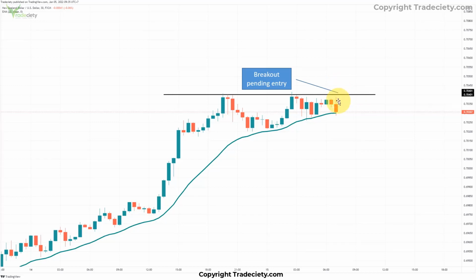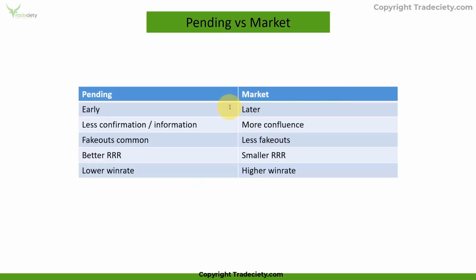With a market order, you have to watch it. And it could be that at the moment when the market is breaking out here, you're not in front of your charts and you cannot get into a market order. So sometimes the market order will be a little bit later.